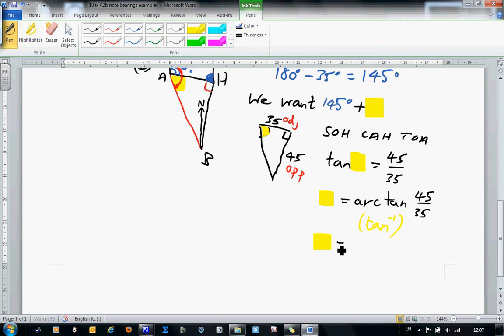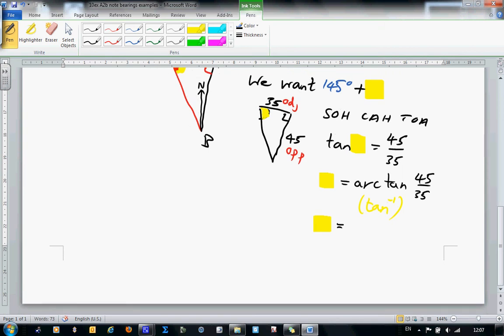52 degrees thereabouts. So the bearing of B from A must be 145 plus 52, which is 197 degrees. Done.